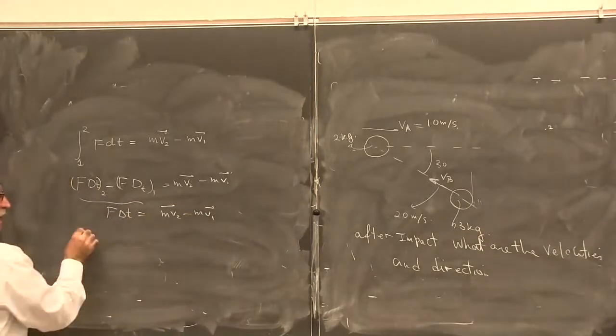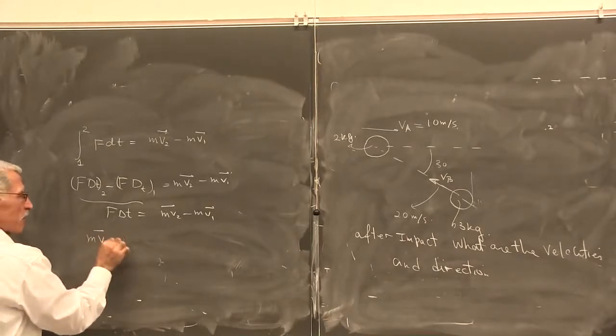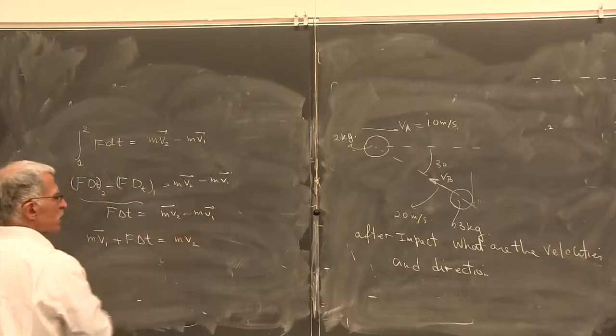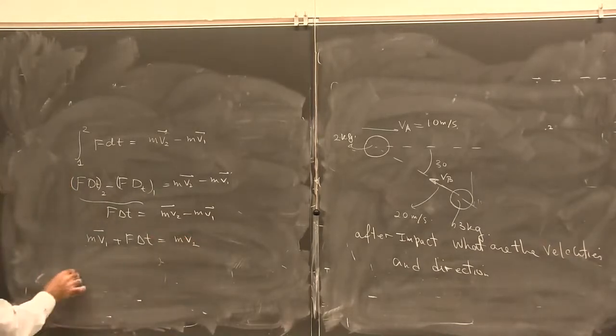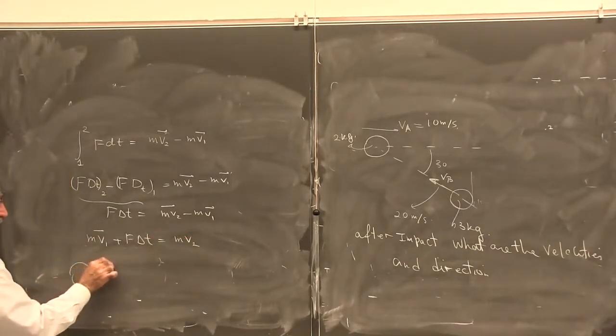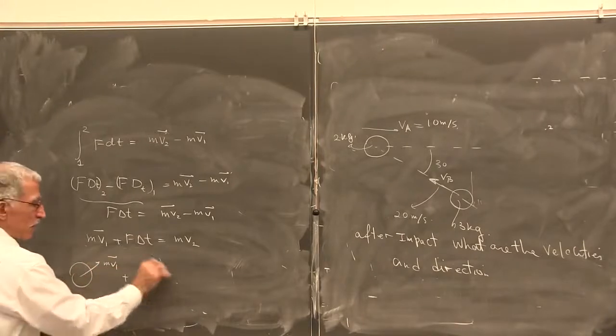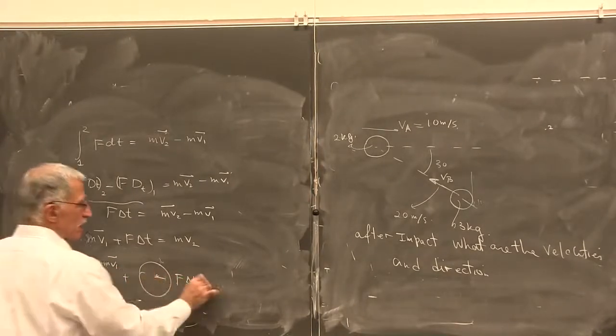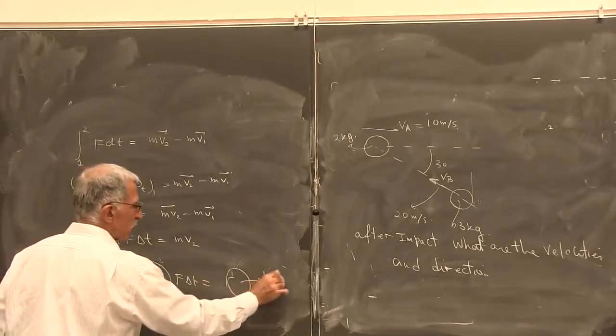Or you can say that momentum plus F delta t is equal to the momentum. So you can make a picture. What is the momentum before? What is the impulse? F delta t is equal to the momentum.